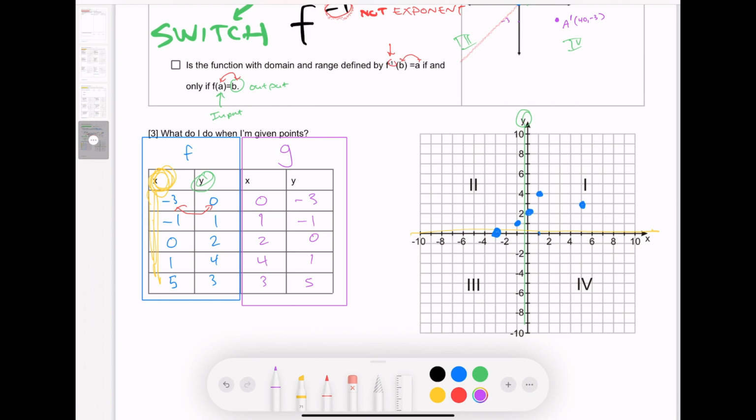Joe, graph the purple, 0, -3. Down 3. And then 1 to the right, and then down 1. Yes. And then I did that wrong. 2 to the right, up, down. 4 to the right, 1 up. 3 to the right, 5 up.